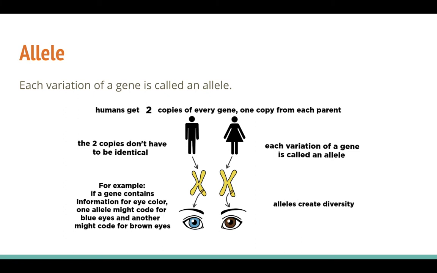So humans get 2 copies of every single gene, 1 copy from each parent. The 2 copies don't have to be identical. So each variation or each different form of a gene is called an allele. So for example, if a gene contains information for eye color, one allele might code for blue eyes and another might code for brown eyes. Alleles create diversity.